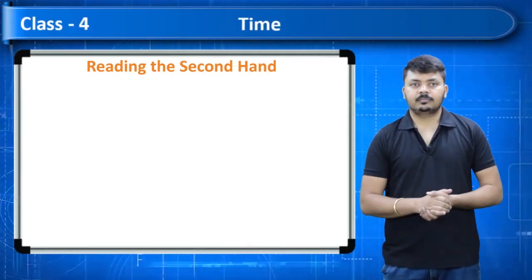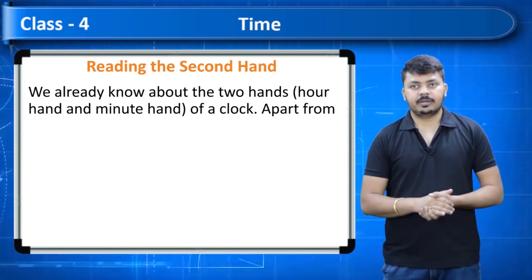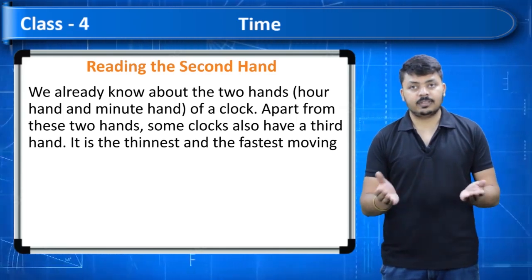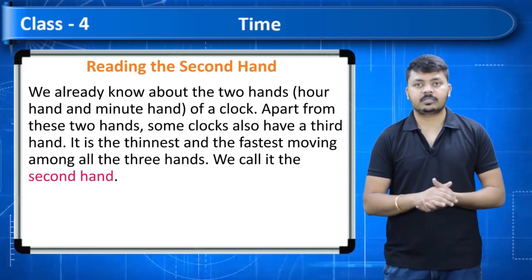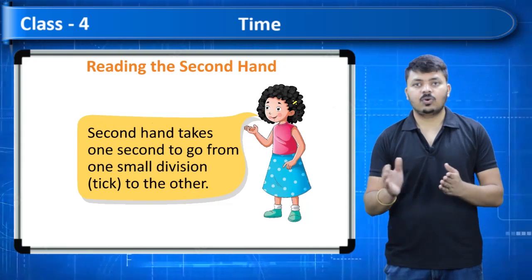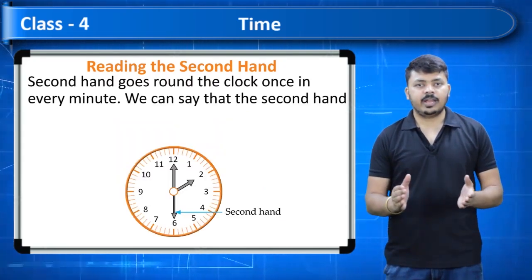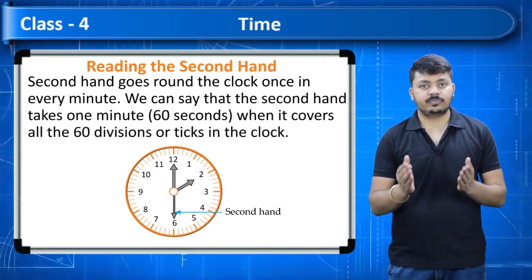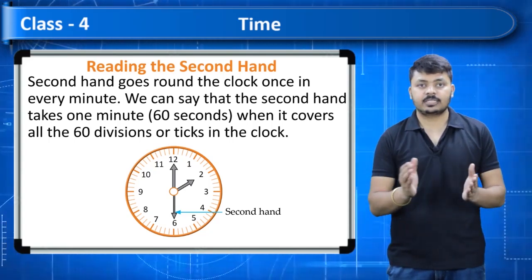Reading the second hand. We already know about the two hands, hour hand and minute hand, of a clock. Apart from these two hands, some clocks also have a third hand. It is the thinnest and the fastest moving among all the three hands. We call it the second hand. The second hand takes 1 second to go from one small division or tick to the other. The second hand goes round the clock once in every minute. We can say that the second hand takes 1 minute, that is 60 seconds, when it covers all the 60 divisions or ticks in the clock.